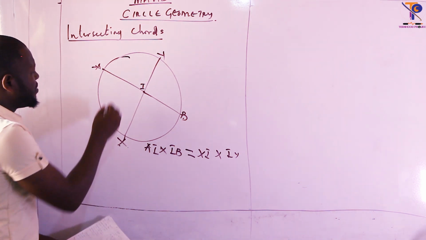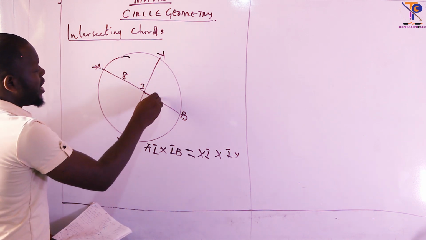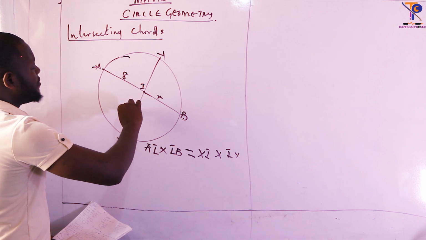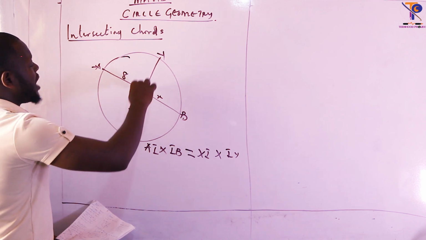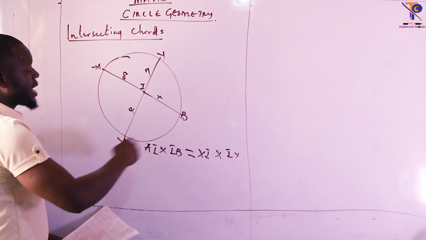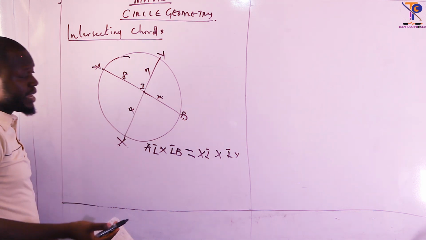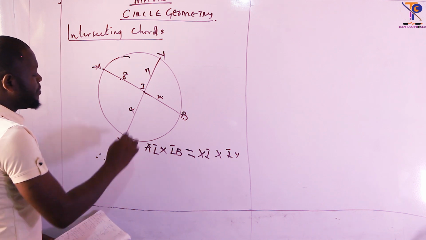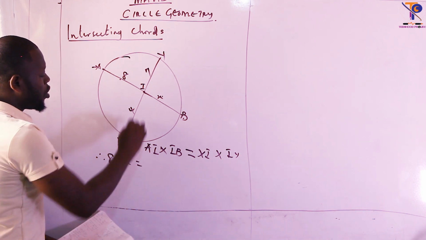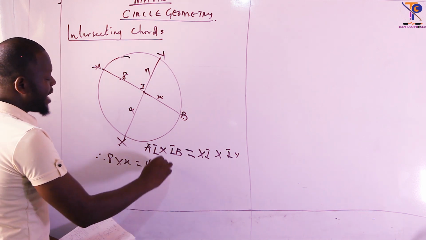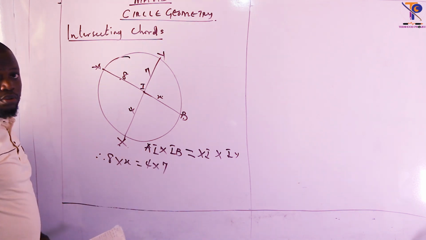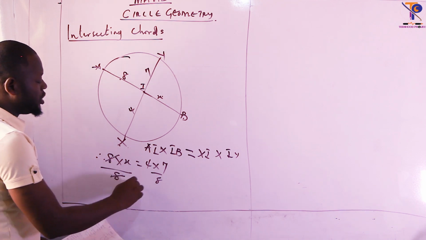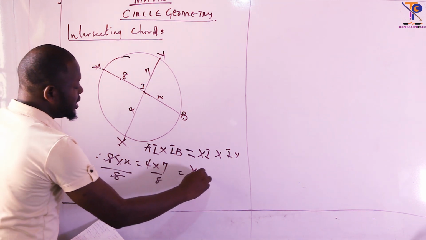So if we have 8 here and we have X here and we have 4 here, we have 7 here, we can get our X. What does that mean? We have 8 multiplied by X, which is equal to 4 multiplied by 7. So we divide both sides by 8. So this one cancels this.